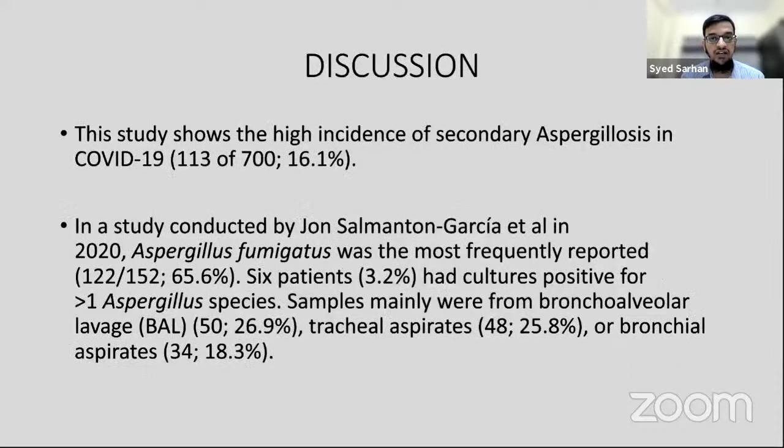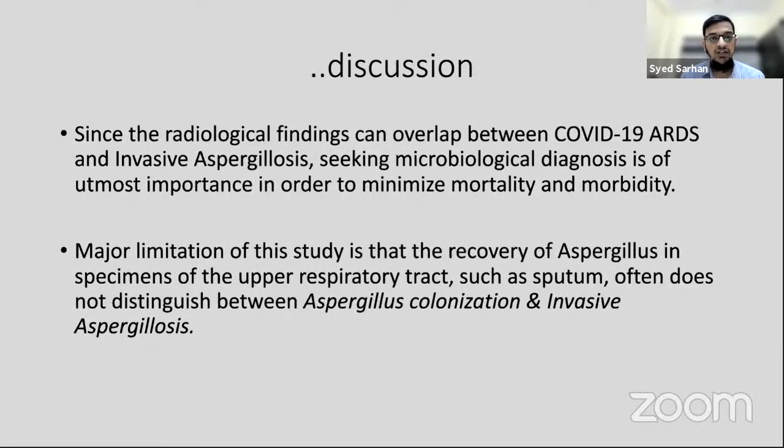Discussion: this study shows a high incidence of secondary aspergillosis in COVID-19, that is around 16%. In a study done by John Salmon and Garcia et al., fumigatus was the most common species isolated. Now, since the radiological findings can overlap between COVID-19 ARDS and invasive aspergillosis, seeking microbiological diagnosis is of utmost importance in order to minimize mortality and morbidity.